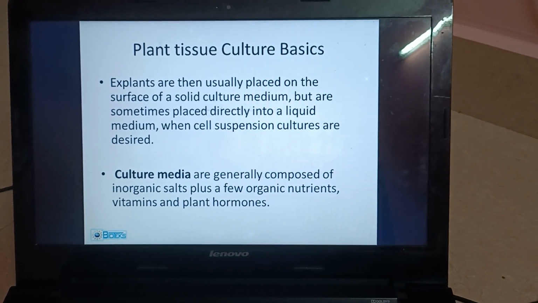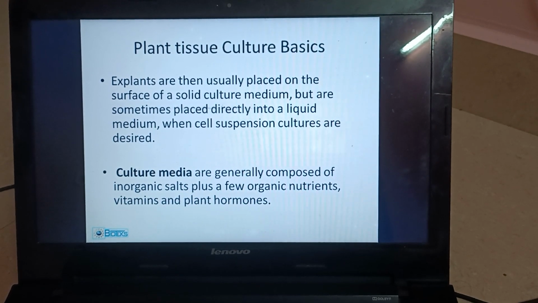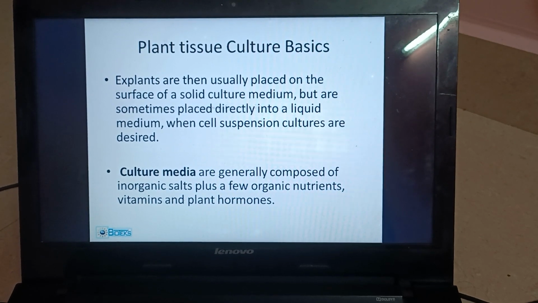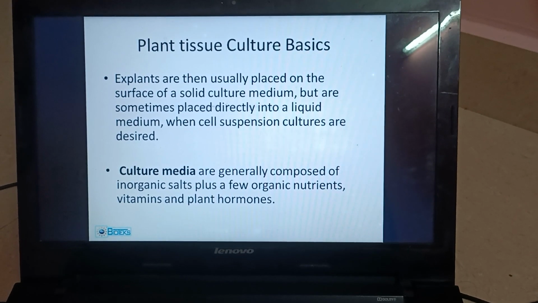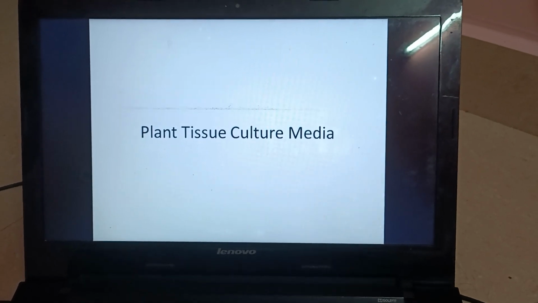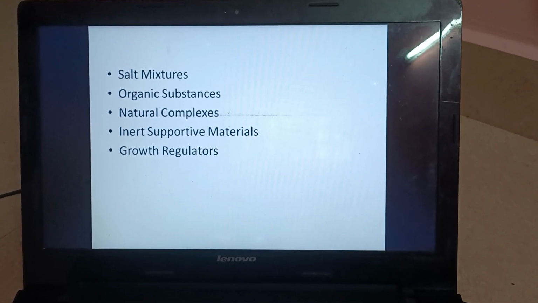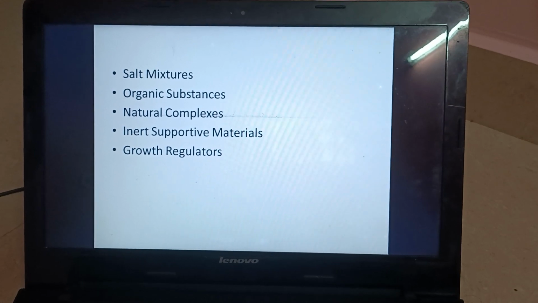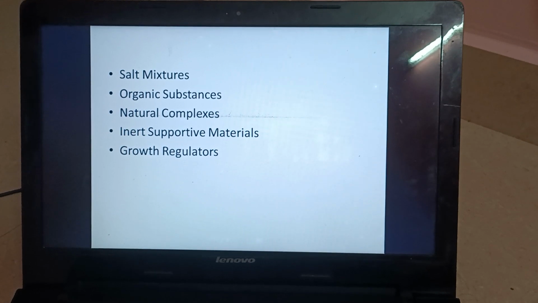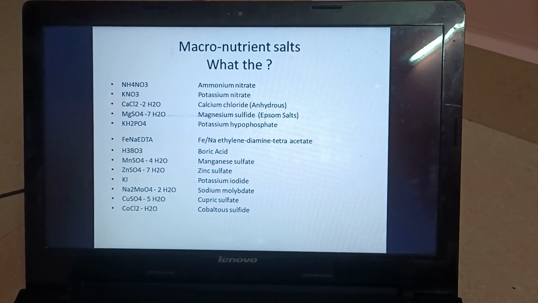The next one is the culture medium. Culture media are generally composed of inorganic salts plus a few organic nutrients. Inorganic salts means minerals, which we should know later on, and a few organic nutrients: vitamins and plant hormones. Plant tissue culture media are composed of salt mixtures, organic substances, natural complexes, inert supportive materials, and growth regulators. We'll see in detail.